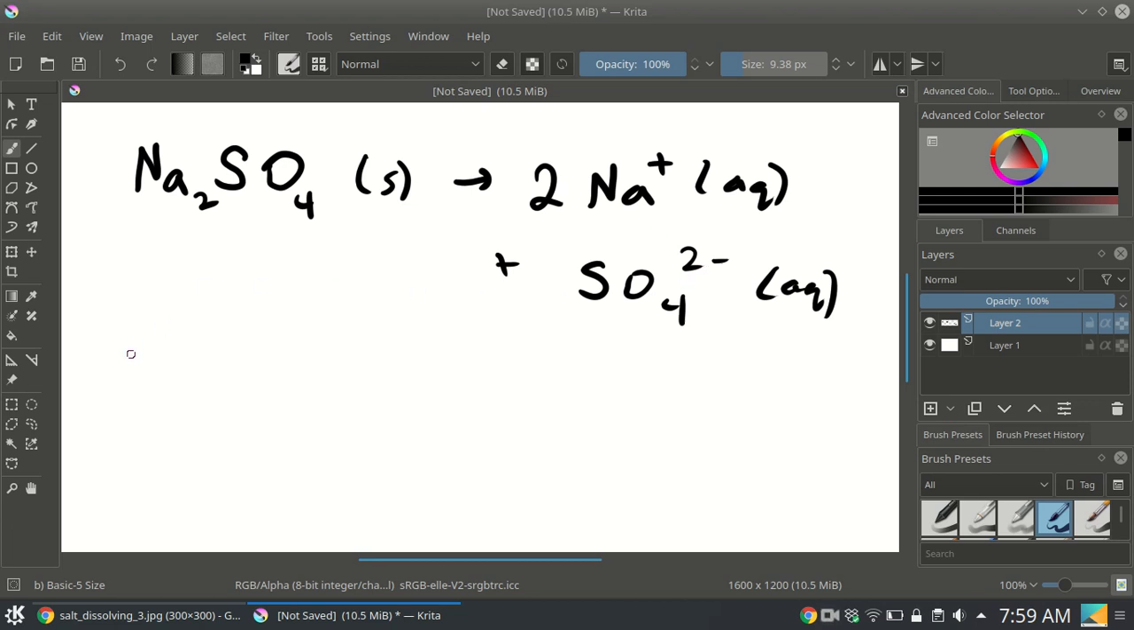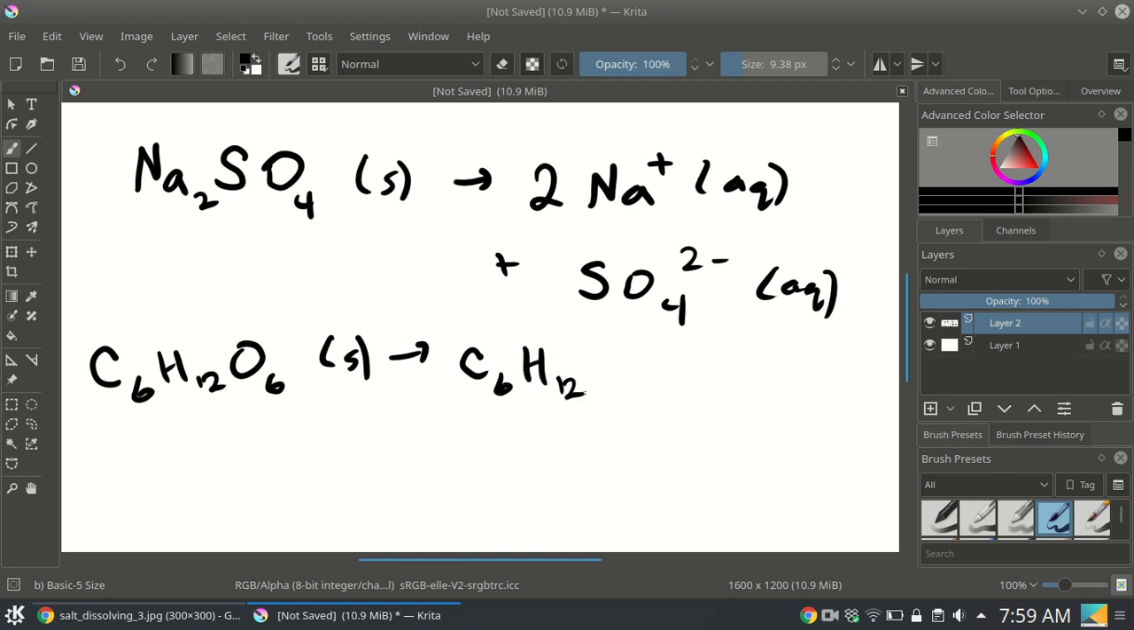However, if you dissolve something like glucose, you know, the simplest sugar, the sugar that plants make, if you dissolve glucose in water, you're going to get just glucose dissolved in water.